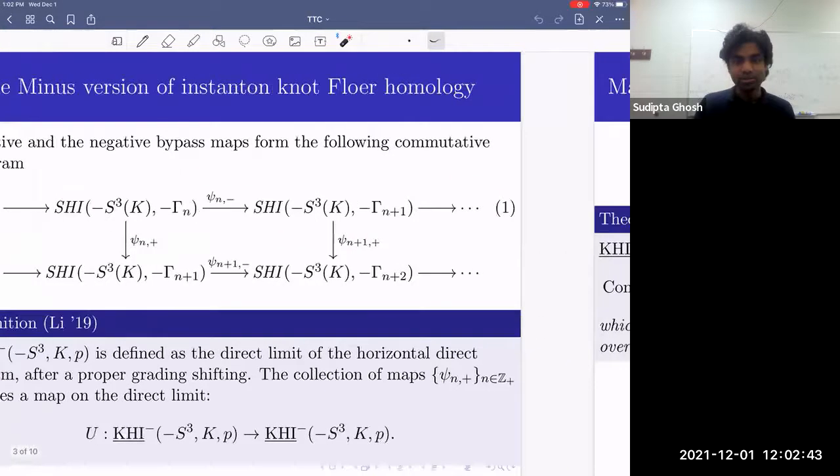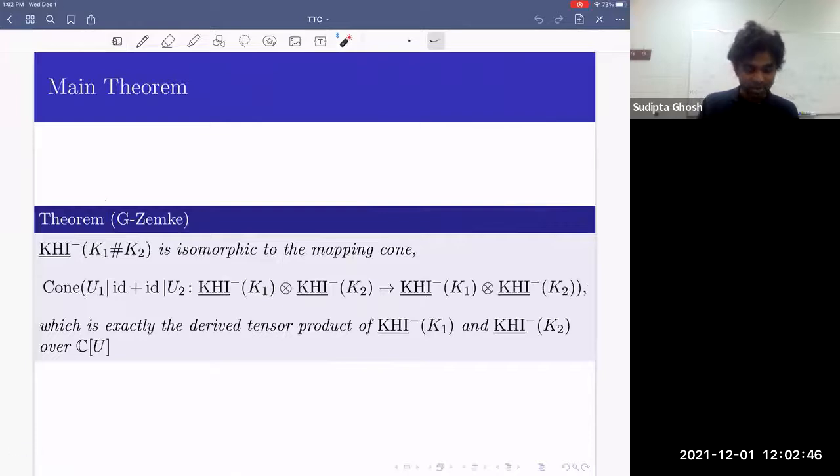With all this in hand, we are ready to state our main theorem. The main theorem we proved was that the minus version of the connected sum, KHI minus of K1 connected sum K2, is isomorphic to the mapping cone of the map U1 tensor 1 plus 1 tensor U2. Here we are viewing KHI minus of K1 as a C[U1] module, and we are viewing KHI minus of K2 as a C[U2] module. The mapping cone of this map is also known as a different model for the derived tensor product of KHI minus of K1 and KHI minus of K2 over C[U]. Here C is the complex numbers.